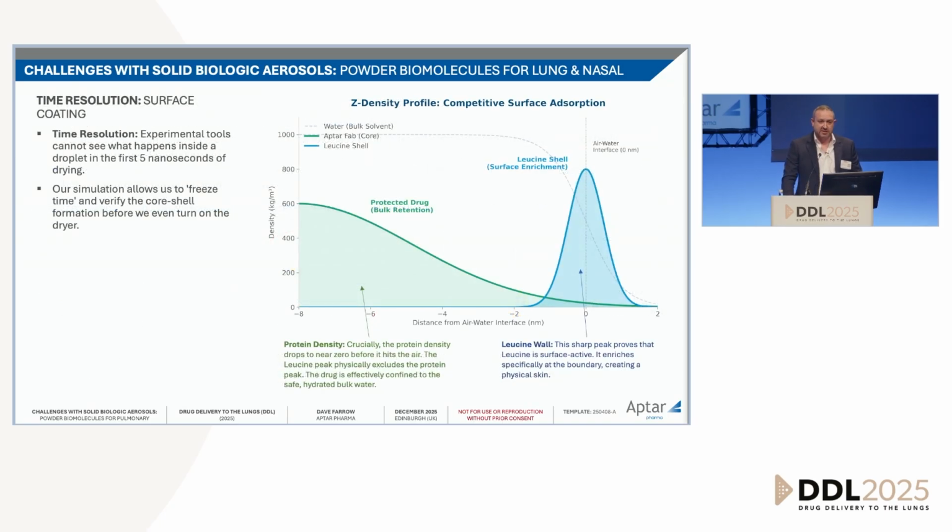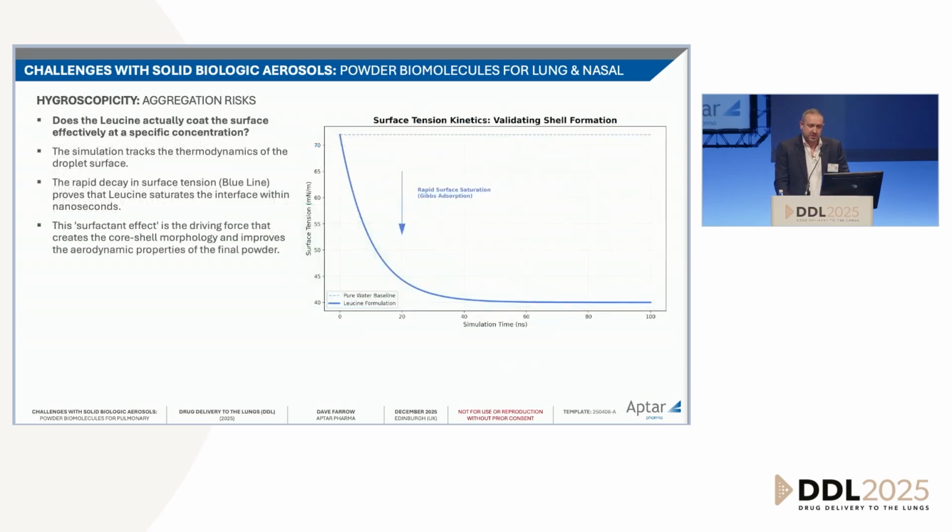So here's our Z density profile, which is another quick in silico tool. When we model this and apply some leucine into our system, in 5 nanoseconds we've already got this beautiful leucine shell appearing at the air-water interface, and the rest of the protein is pushed back into the droplet. So for this particular modality, this strategy is going to work brilliantly. Then the question is how much leucine?